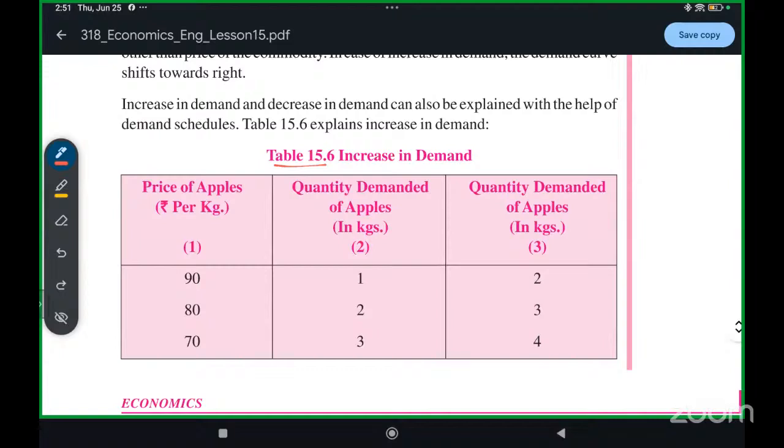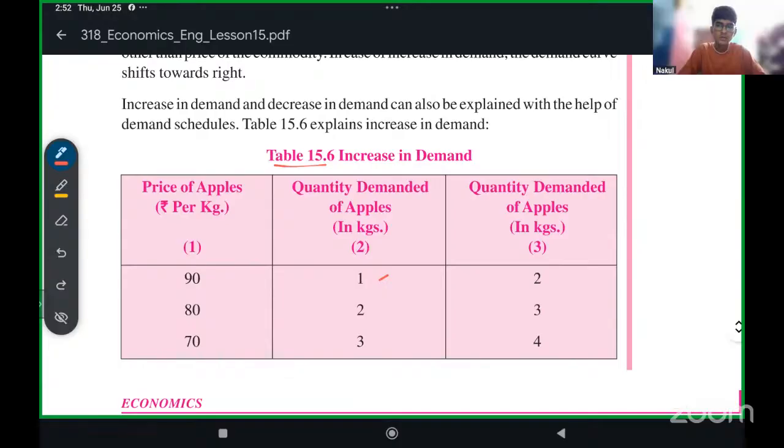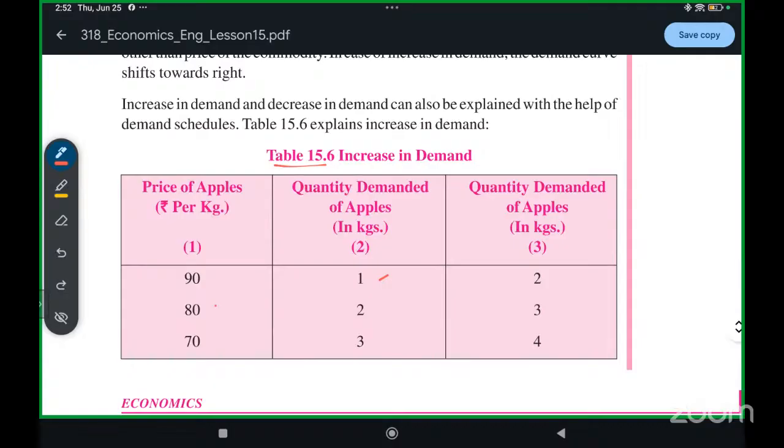Price of apple is 90 rupees per kg. Quantity demanded is 1 kg. Quantity demanded of apples. When the price decreases to 80, quantity demanded becomes 2. When it decreases more, quantity demanded again becomes higher. So that is your demand schedule.